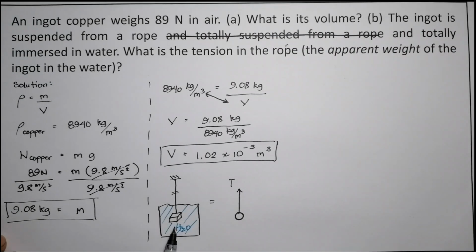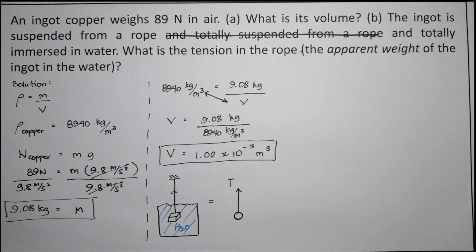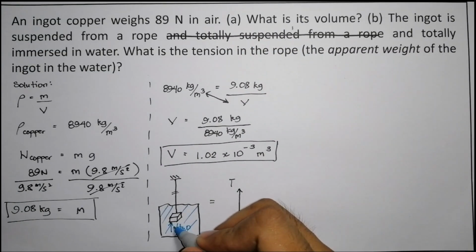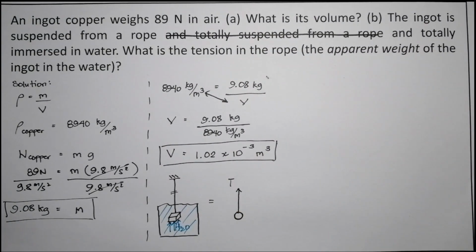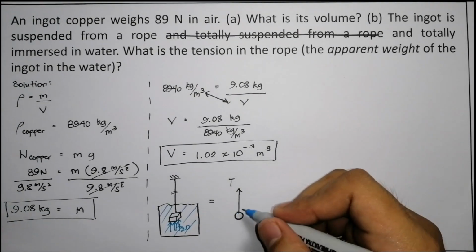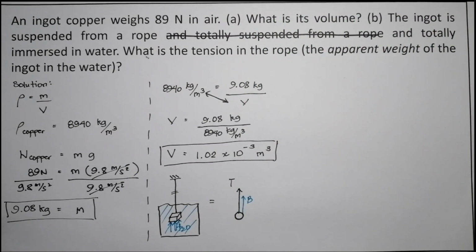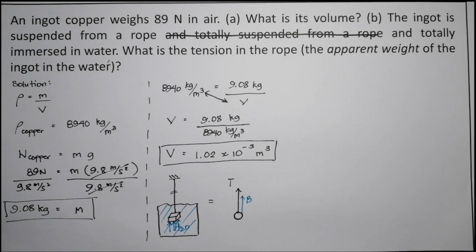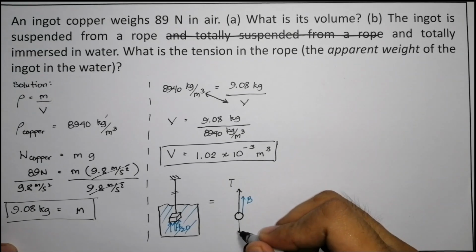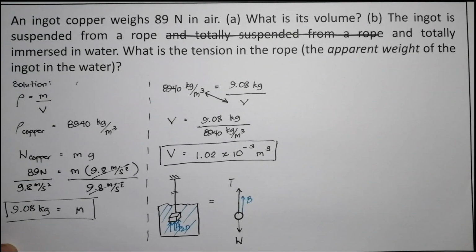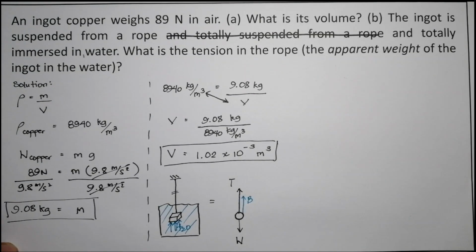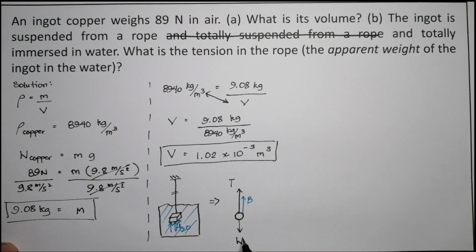Next, the water inside this container is exerting an upward force on our ingot copper, and this force is known as the buoyant force. Since it's going up, let's call this our buoyant force. Another force acting on this body is the weight of our copper, which is given sa problem na 89 newtons. So, this is the weight ng ating ingot copper. This is the free body diagram.